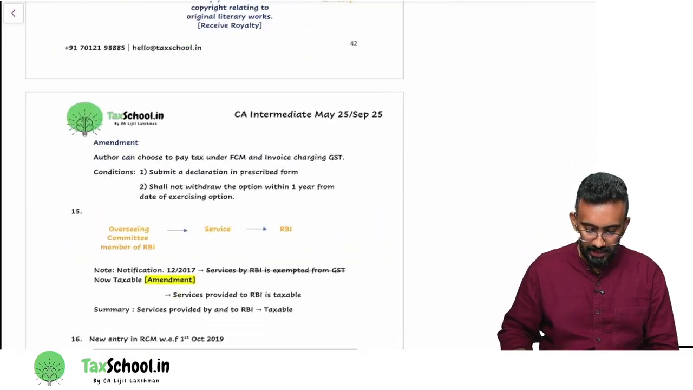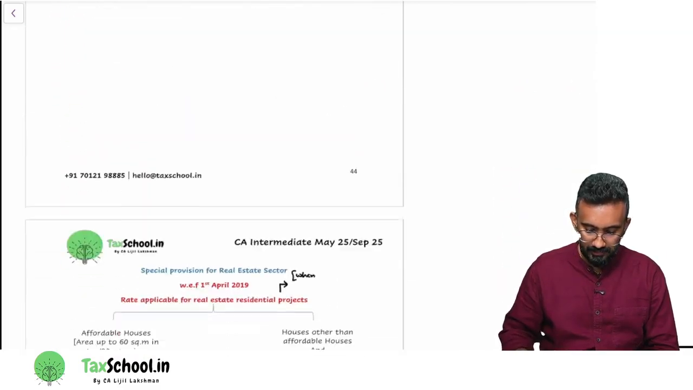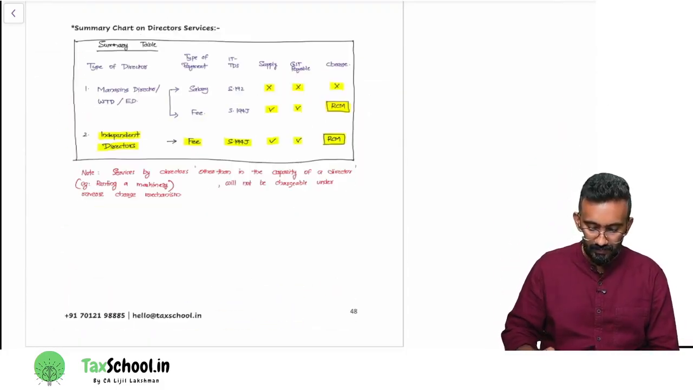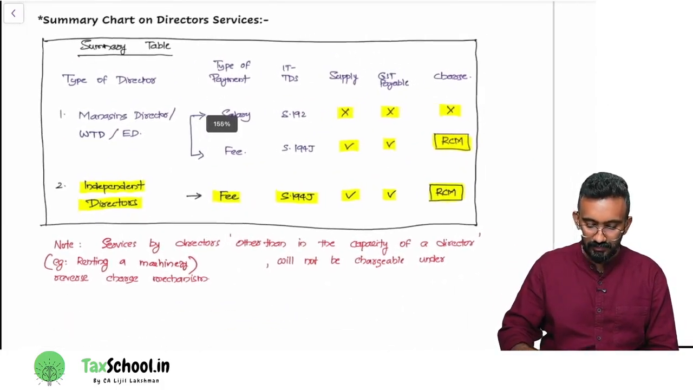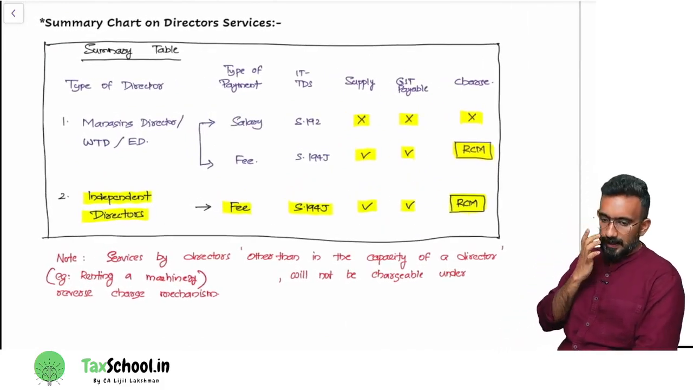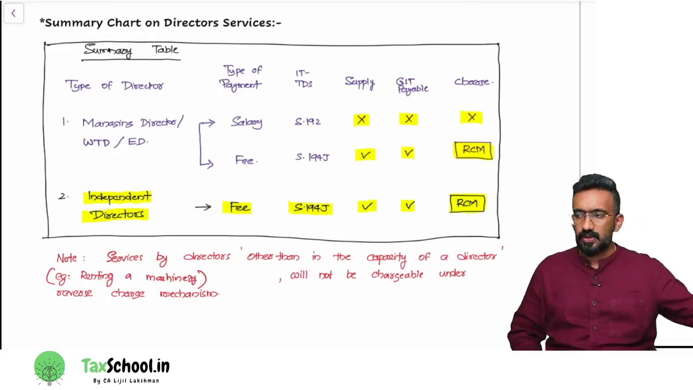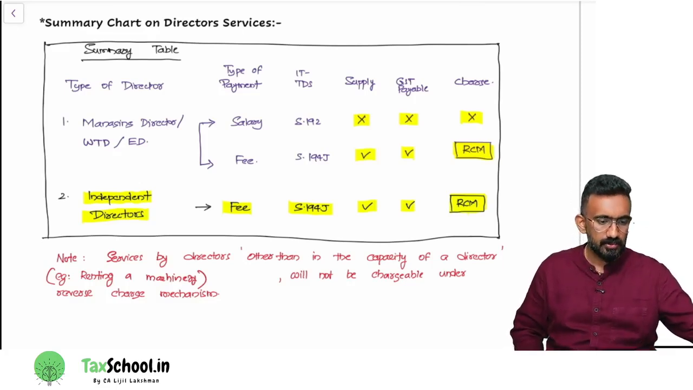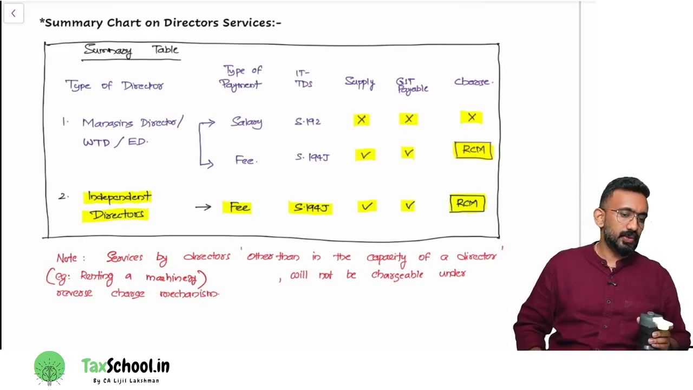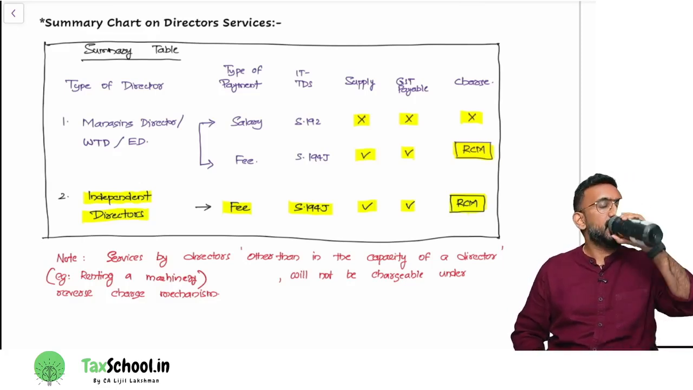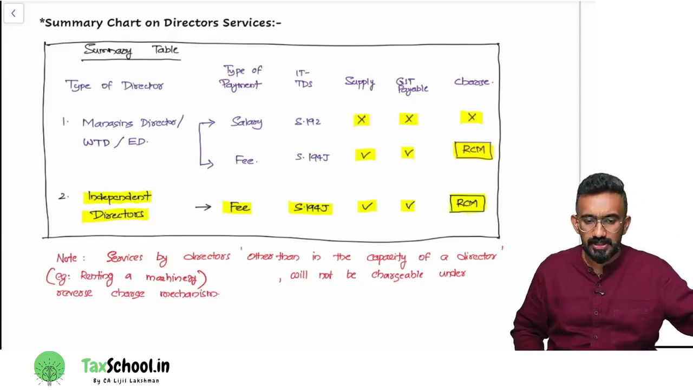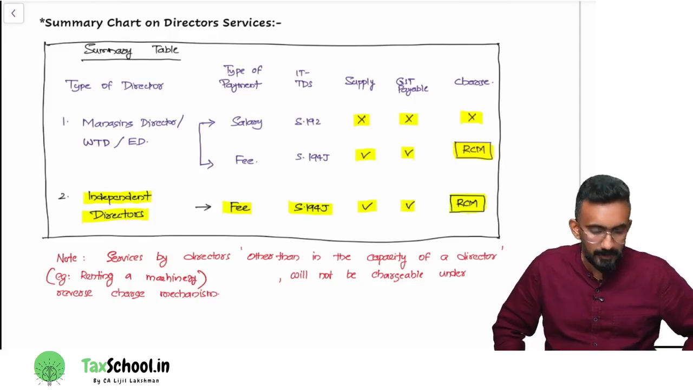On page number 48, I have put a chart. Look at this chart, because there's a circular clarification. All of that would be understood by this chart. If you want to look at the summary, this is the chart that you want to keep a photo of with you. If you go through this, you will be able to answer all the questions on directors.